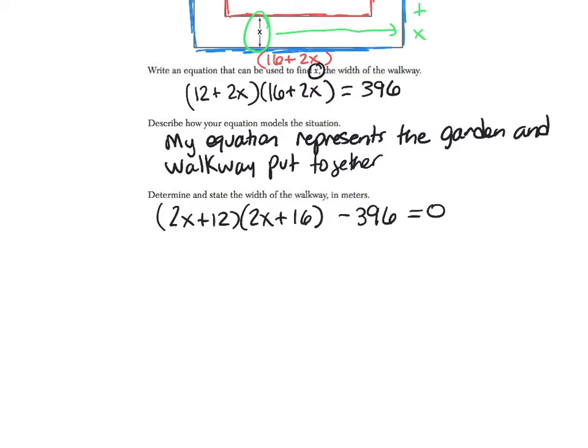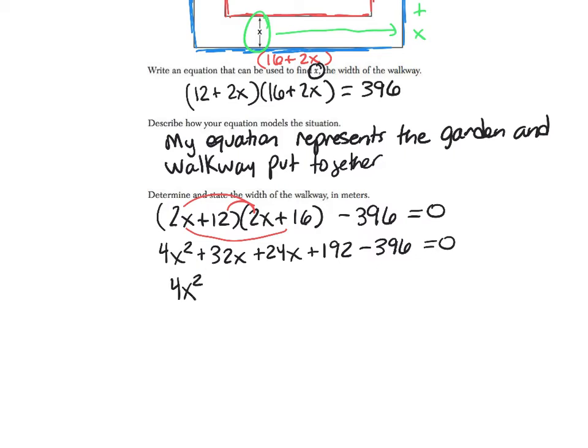So now you need to do your FOILing. So you'd have your 2x squared, so 4x squared, plus 32x, plus 24x, and then you've got to do your 16 times 12, so you've got plus 192 minus 396. So now I've got to do my 192 minus 396. So I'll get negative 204.